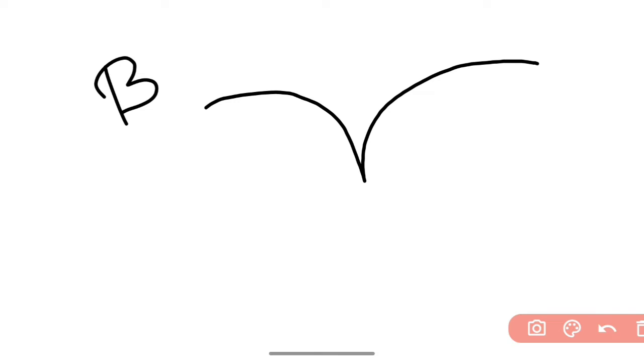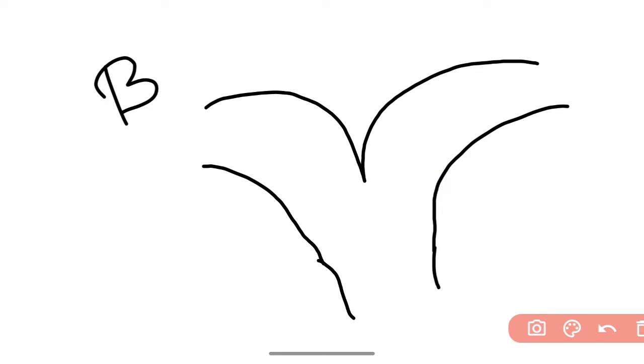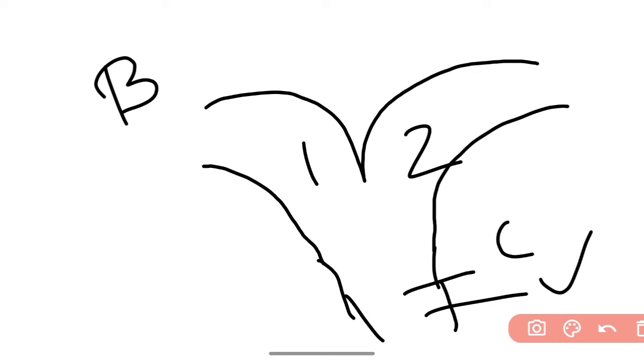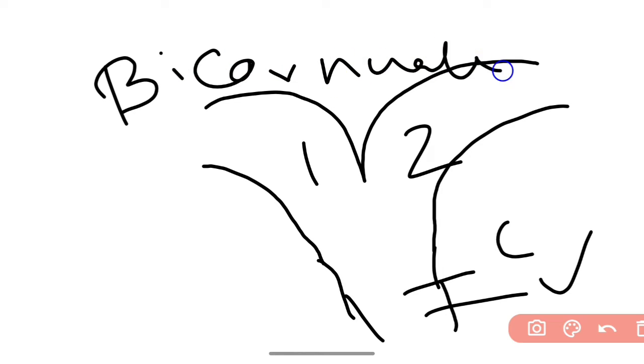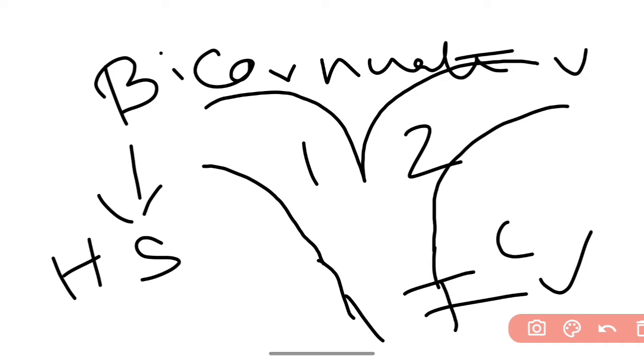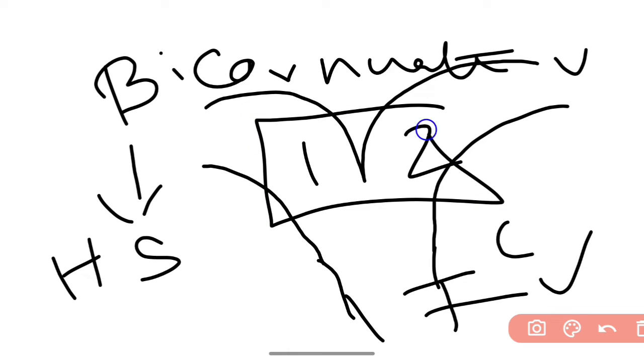What is the meaning of indentation? Let's see with this bicornuate uterus as an example. In bicornuate uterus, the fundus is indented like this. See, this fundus indentation is separating the uterus. So one uterus, second uterus, and this is the cervix, and below that the vagina will be present. This condition is called bicornuate uterus. It is also called heart-shaped uterus, because you can see a heart shape here.